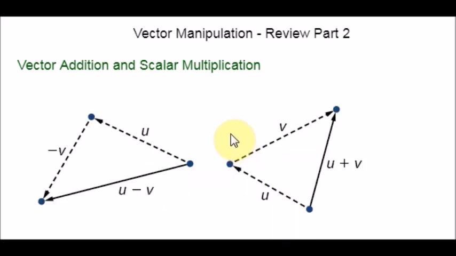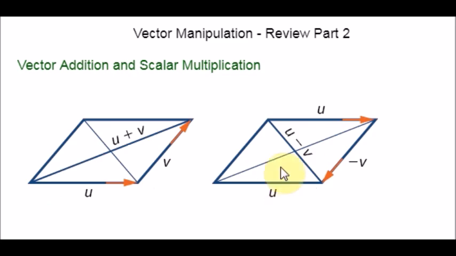Vector subtraction is very similar to vector addition. To find the u minus v vector, view it as u plus negative v, and you'll get the same thing. Am I right? So by reversing the direction of v and adding it to the end of u, the new vector begins at the start of u and stops at the end of negative v. I'm going to give you the vector addition and subtraction using a parallelogram. You can compare this visual with the previous one.